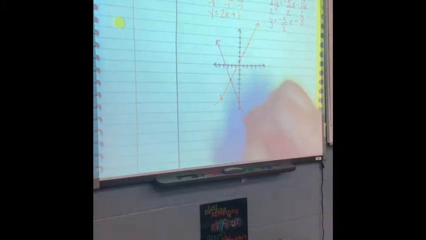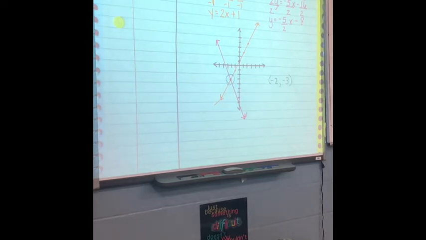And I have my point of intersection happening right here. So I want to write that point as my solution. So the x is negative 2, and the y is down 1, 2, 3, negative 3. So negative 2, negative 3 is my solution. Questions? Give me a second to get that.